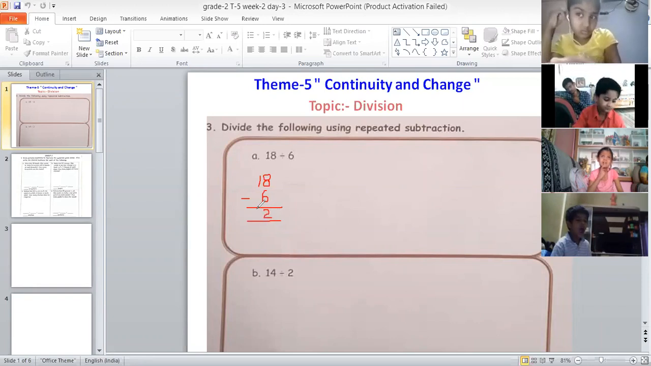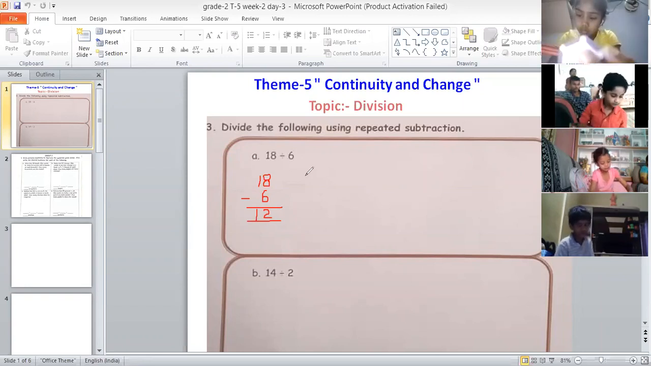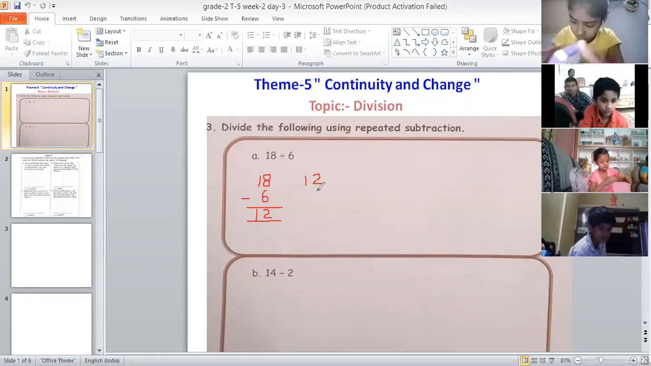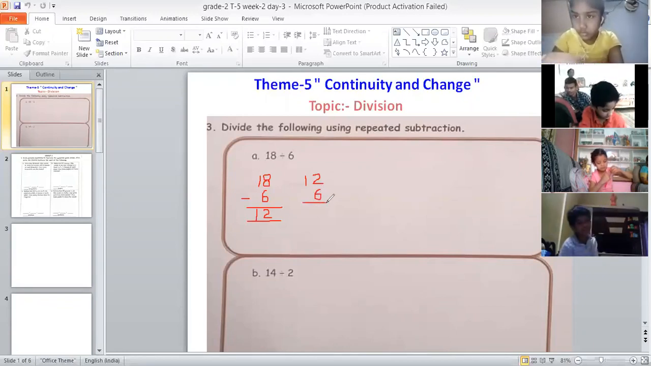So what is the answer, AVK Ganesh? 1, ma'am. 2, ma'am. Yeah. So answer is 12 now. Now what we will do? We got answer as 12 and I said we will keep on subtracting this 6 till we get 0. So this time we'll be subtracting this 6 from 12 because we got answer 12. Okay?